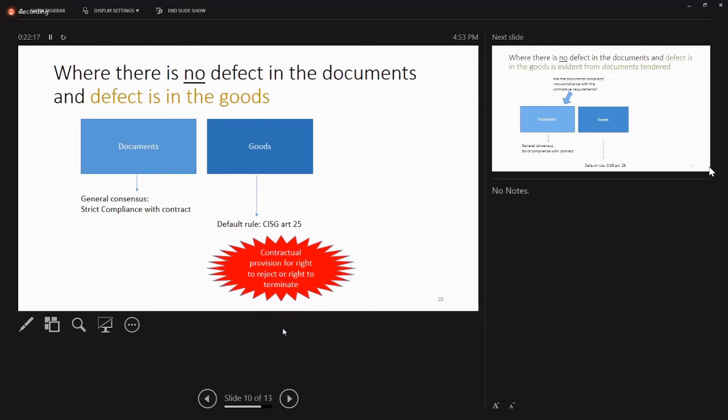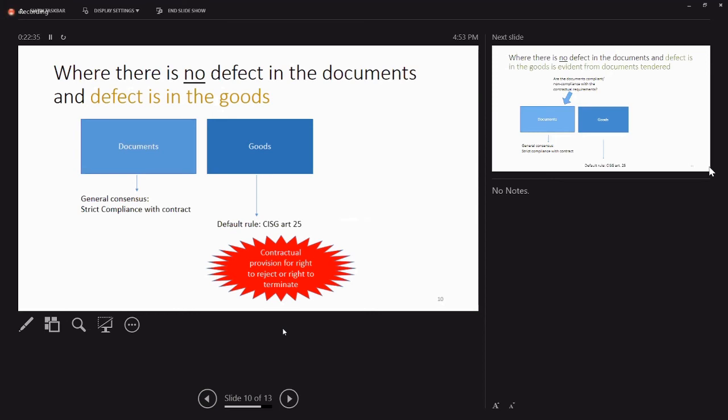Now, the question: what happens if there's no defect in the documents? All this while we've been talking about documents which need to be strictly compliant with the contract. What happens in this scenario where the defect is not in the documents but in the goods?